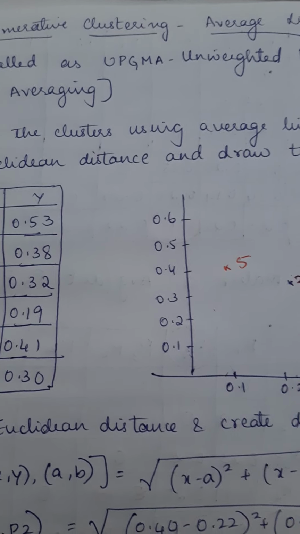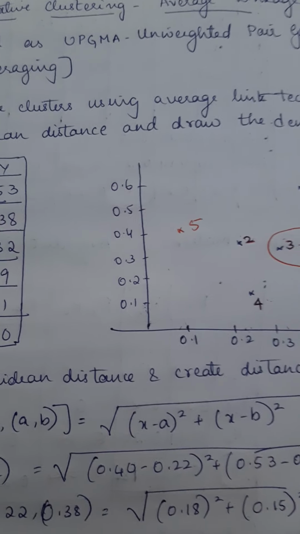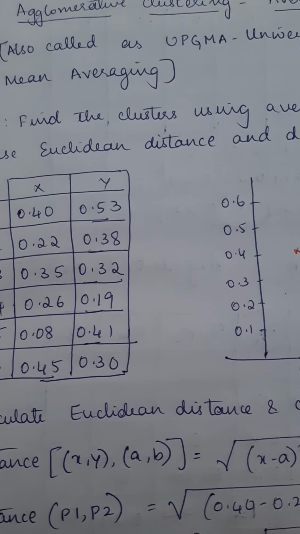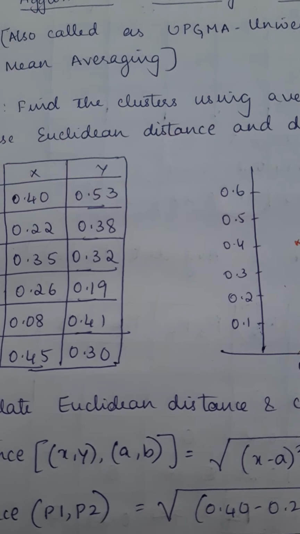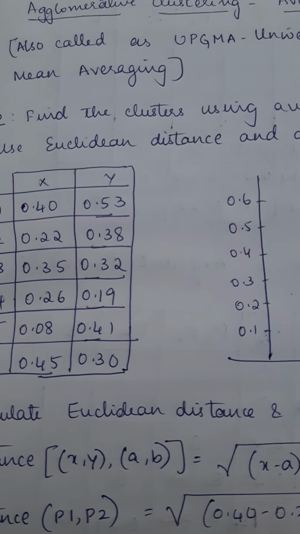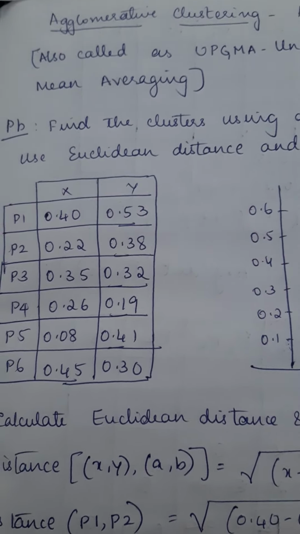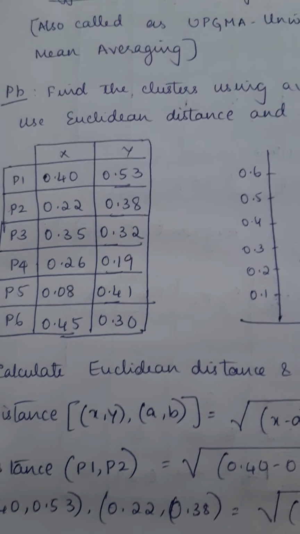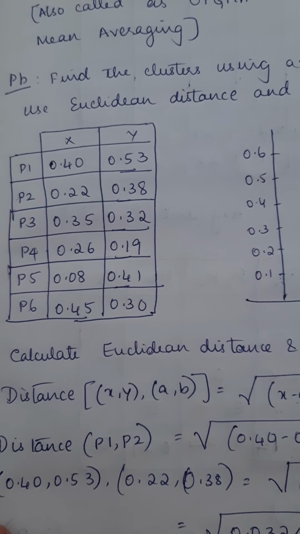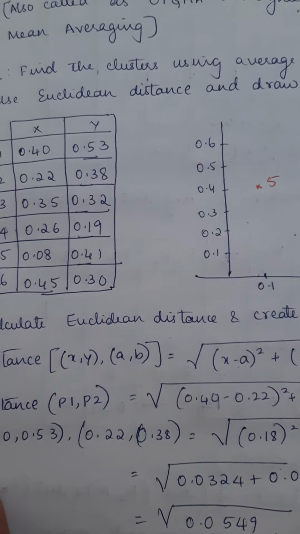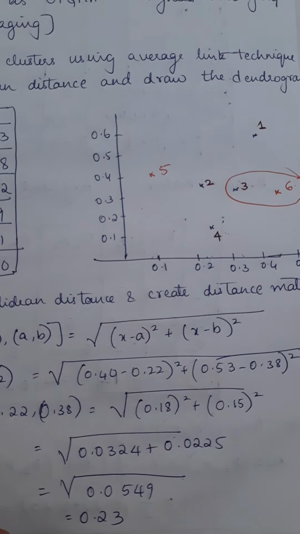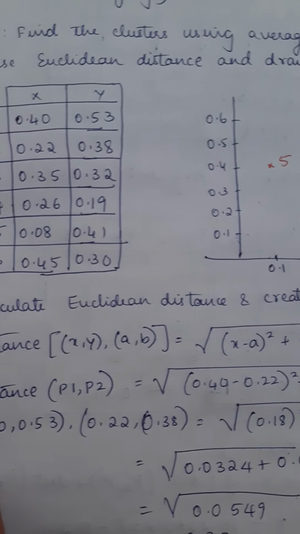This is also called UPGMA, that is unweighted pair group mean averaging, where we are going to take the average of the values. So we'll see how to compute this. Imagine this is a similar problem to the one given in your textbook. You have to find the clusters. The problem is: find the clusters using the average link technique, use Euclidean distance and draw the dendrogram.